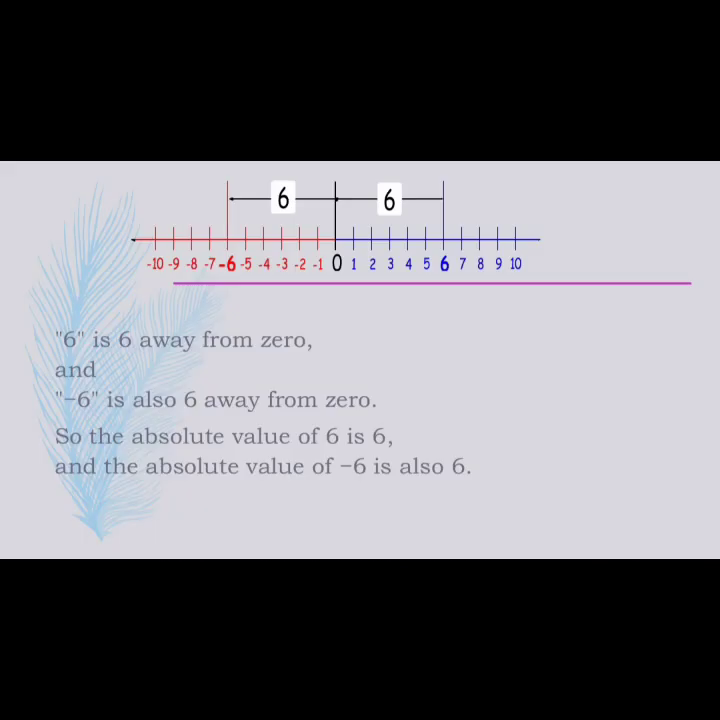Like the example of the number line here, on the left there is -6. It has a distance of 6 from 0. And on the right there is +6. It also has a distance of 6 from 0. So the absolute value of 6 is 6, and the absolute value of -6 is also 6.